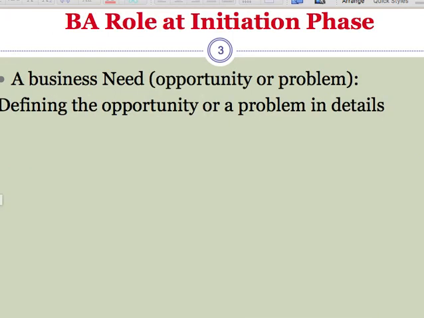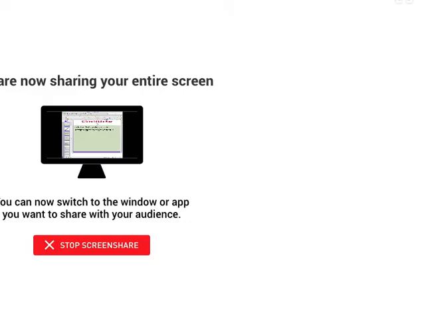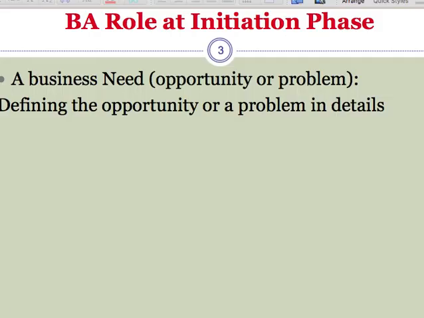Here, the BA's role in the initiation phase. The BA is the one who will understand what the problem or the opportunity is, and then identify who the people impacted are, and then communicate and collaborate with all the stakeholders to understand what the impact is and what kind of solution they expect.